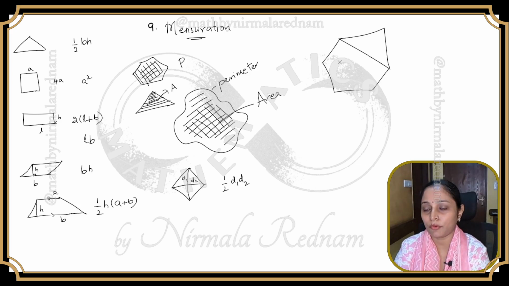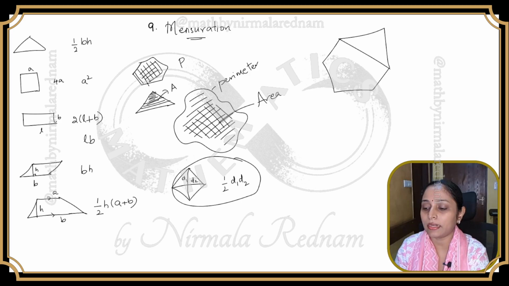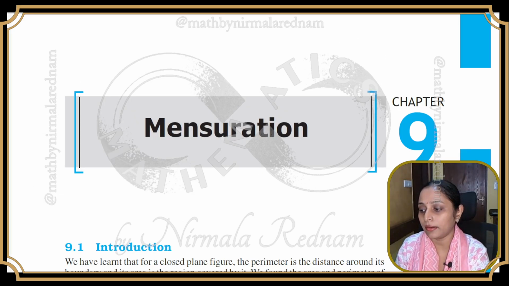So for example, if I want to use the formula of area for a rhombus, half d1 d2, I need to know the value of d1 and d2, right? So based on that, for each sum we have to look into it and try to come up with the solution for the area.